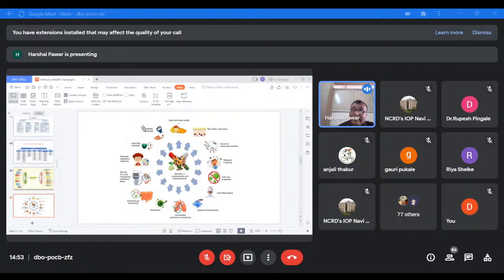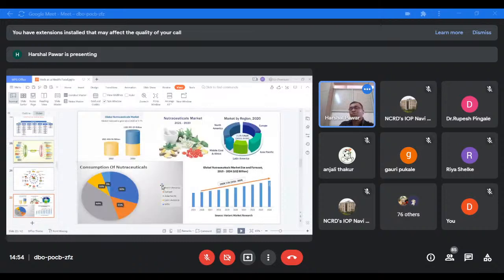They are also having anti-diabetic potential. They also improve the sleep quality. Then they improve the vessel permeability, reduce coughing, and most importantly, most of these components or ingredients or nutraceutical formulations also exhibit antiviral and anti-inflammatory property. Right, so this is all about the benefits of nutraceuticals.